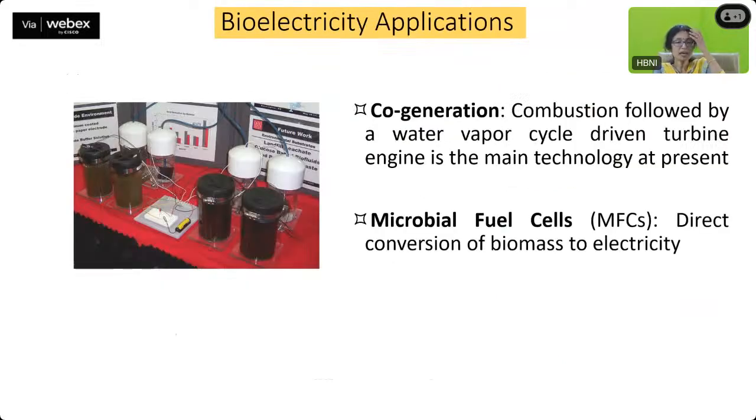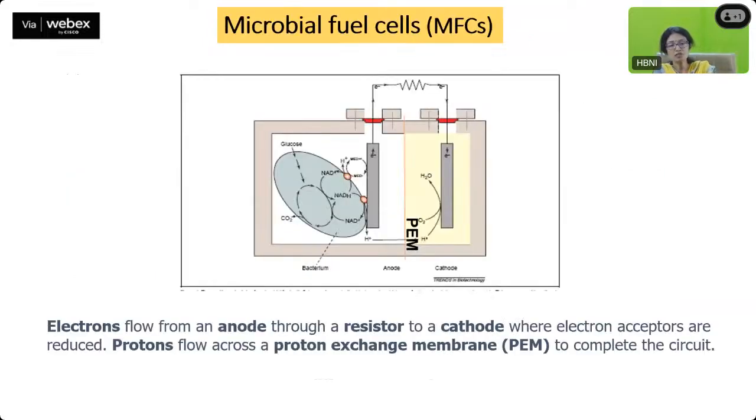Then you have bioelectricity applications. So this is combustion followed by a water vapor cycle. So bioelectricity, how it is generated, first you are combusting the biomass and then whatever heat is generated with that, you are actually evaporating water, and that water vapor cycle is driving a turbine, and that is how you are generating the electricity. And in another case, what you have is microbial fuel cells where directly you are converting the biomass to electricity. So how does the microbial fuel cell work?